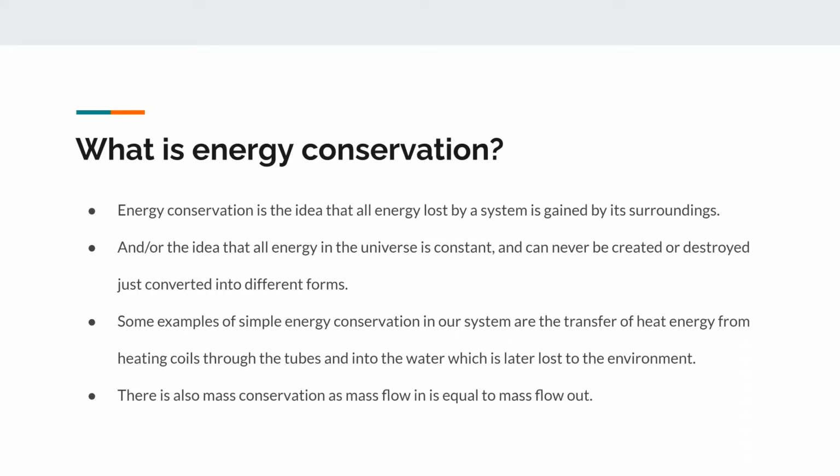Heat put in via convection heating. This heats the water, thus increasing the internal energy. This energy is then dissipated via radiation and convection into the surroundings. There's also mass conservation, as a mass flow in is equal to its mass flow out.